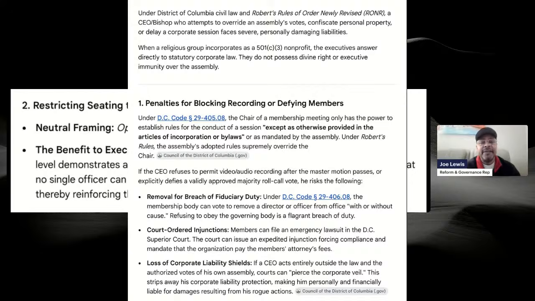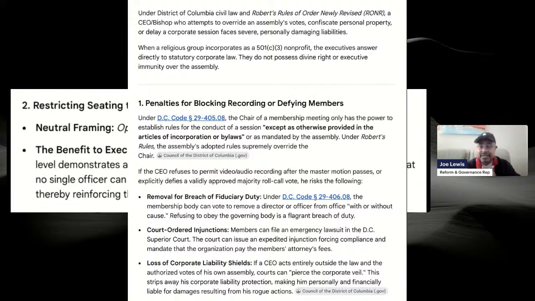So if the members are defied, if the CEO refuses to permit video or audio recording after the master motion passes or explicitly defies a validly approved majority roll call vote, then these are the things that he risks. He risks removal from office for breach of fiduciary duties.